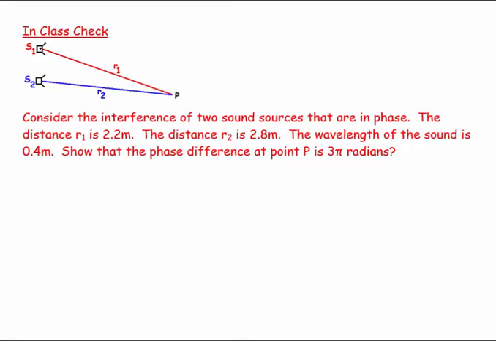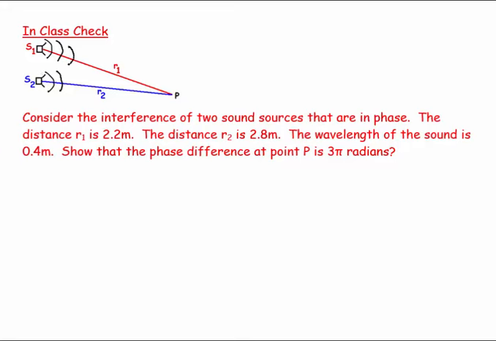So here's the visualization. We have a source of sound 1, source of sound 2. When it says they're in phase, it means that they're both pushing when they push and they're both pulling when they pull. So they create compressions at the same time, they create rarefactions at the same time. So I don't need to take into account a phase difference between these two in this question.